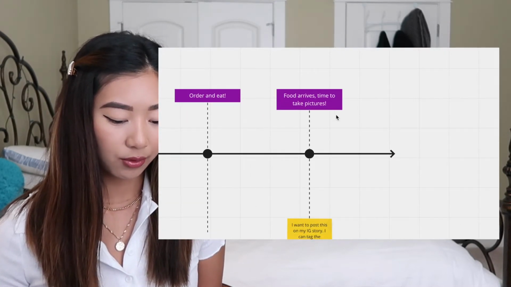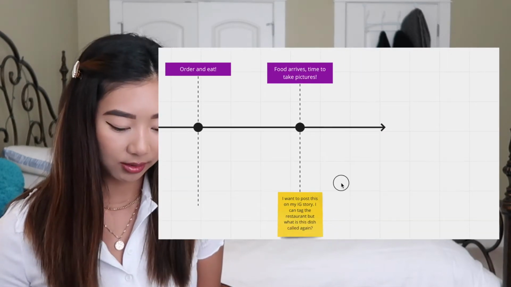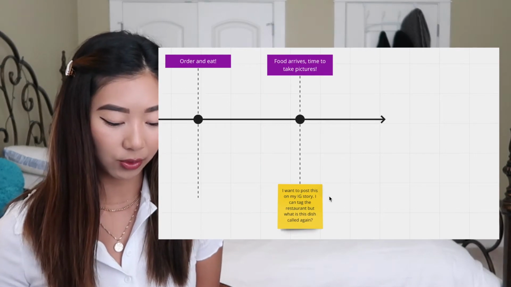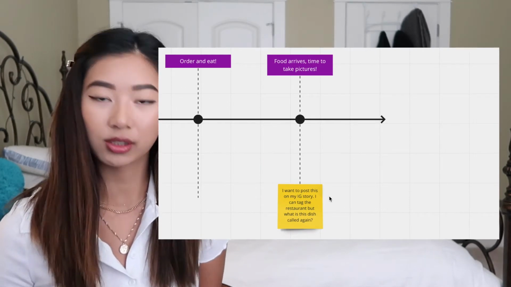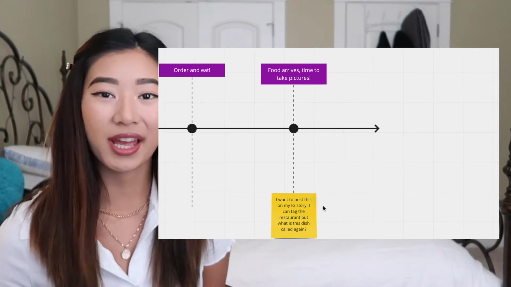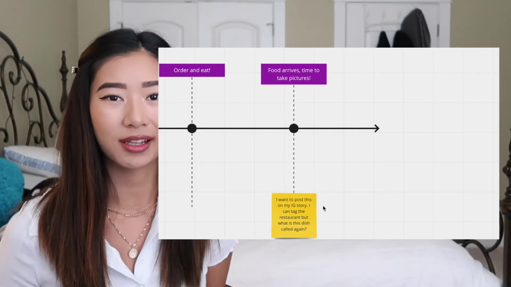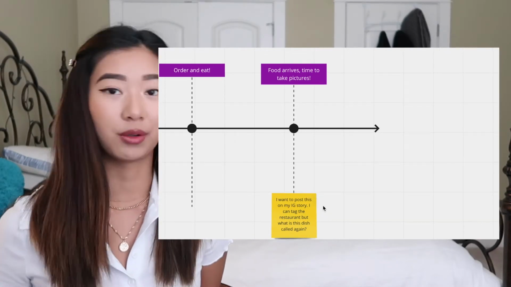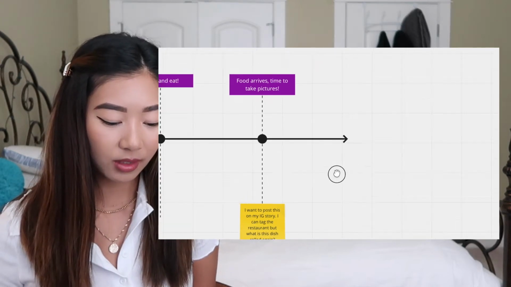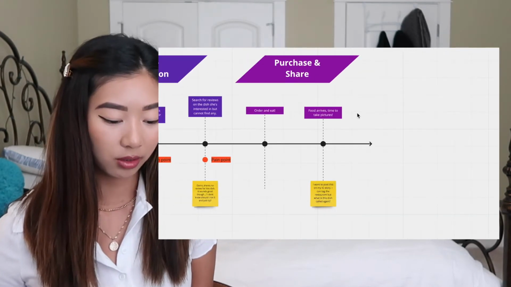And then the food arrives and it's time to take pictures. I want to post this on my IG story. I can tag the restaurant, but what is this dish called again? Because usually by that time you don't have the menu anymore. You're trying to tell people what you ordered and you don't know what the item is. And that's essentially my entire flow.